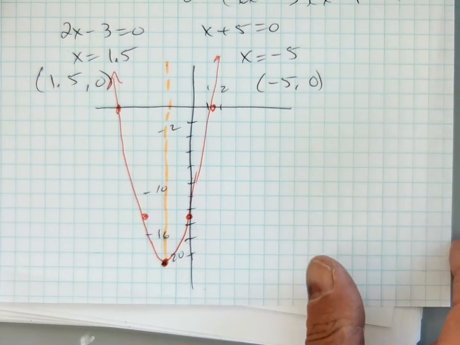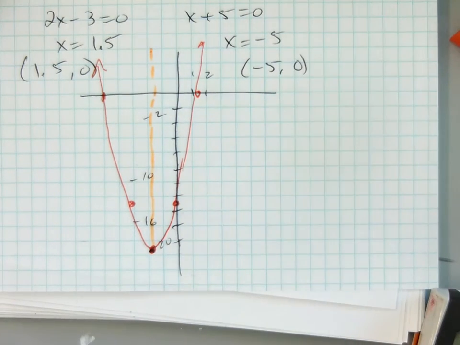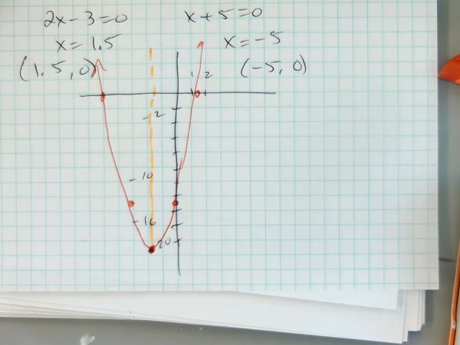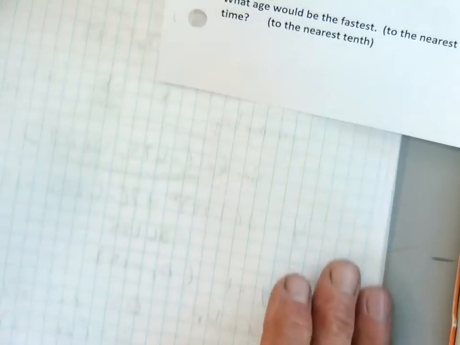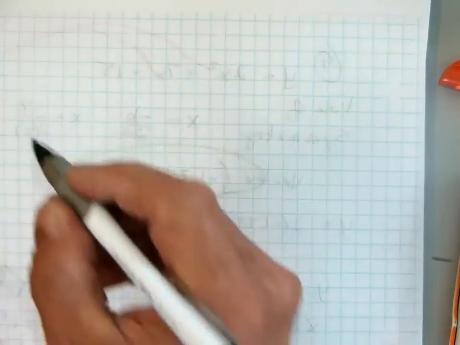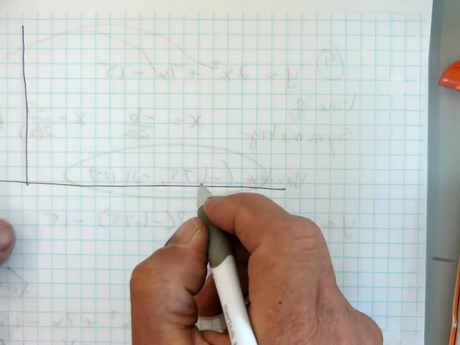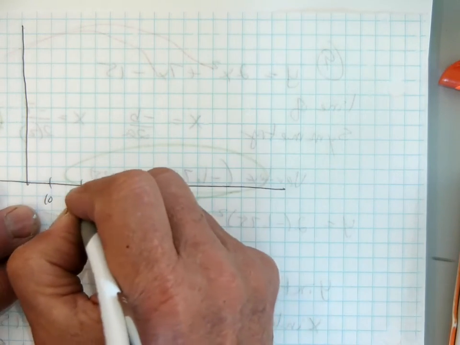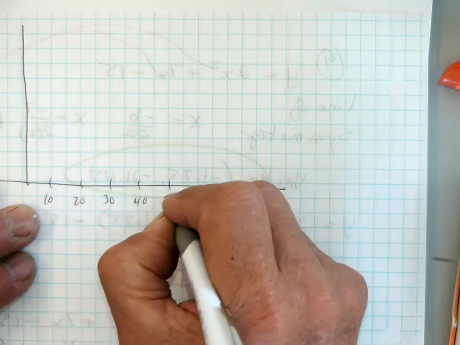Okay. And then on the last one, number 10, I'm going to get my calculator out. Tell me when you're ready. And I'm going to turn the page. So scatter plot. I'm just going to do a scatter plot just like I did yesterday. I'm going to go ages. Maybe I'll go 10, 20, 30, 40, 50.